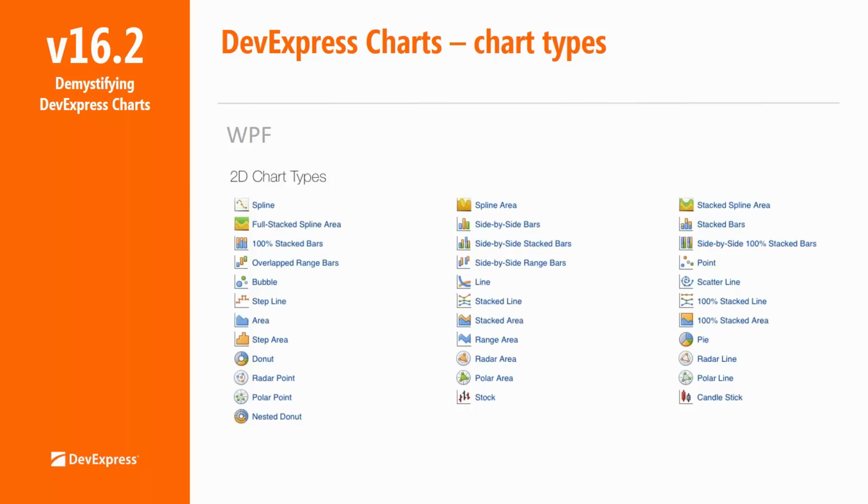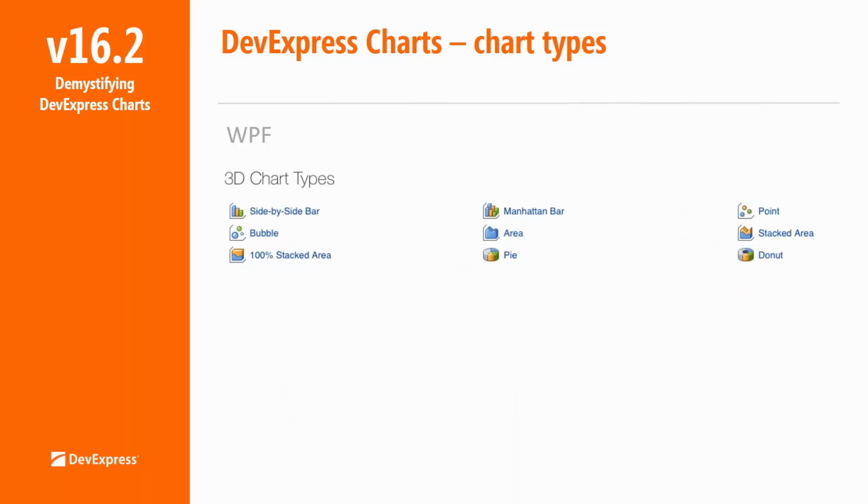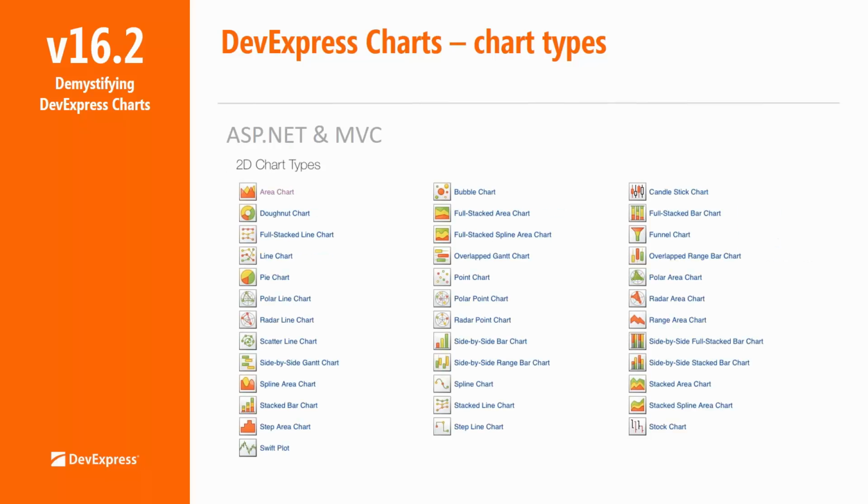So WPF has a lot of the same chart types, and in fact, if I think back to our 16.1 presentation, there was a particular chart type that you were showing off there that is still only available in WPF. So it had the rendering engine available, and I think it's still sitting as that example. So we've got some 2D chart types and some 3D chart types, and the same for ASP.NET and ASP.NET MVC.